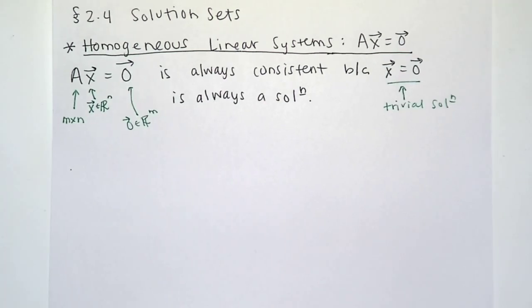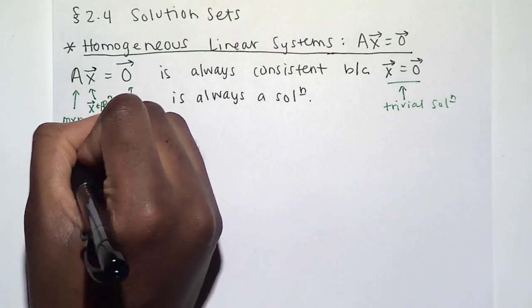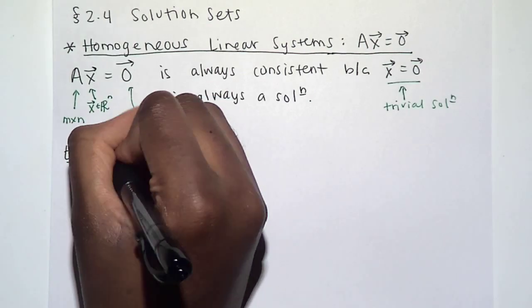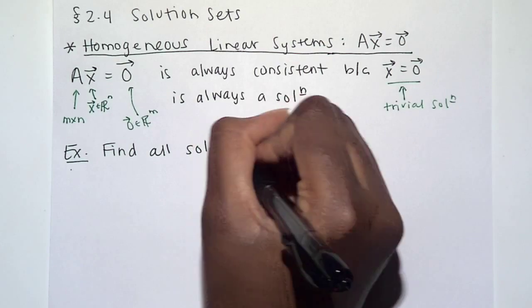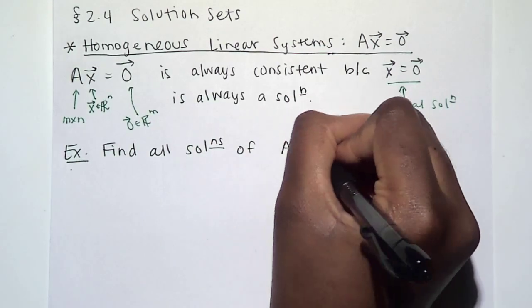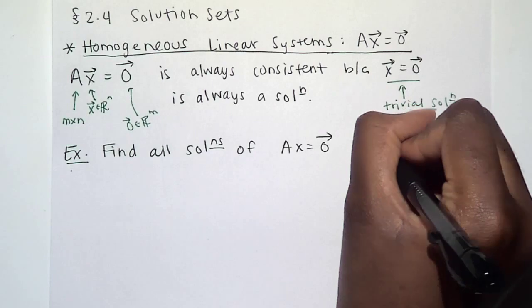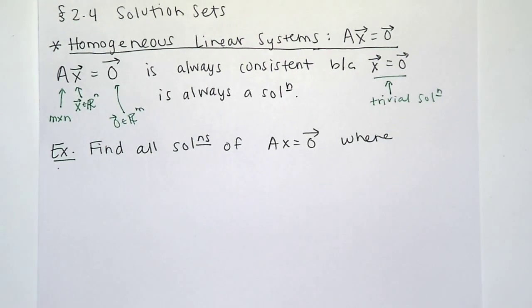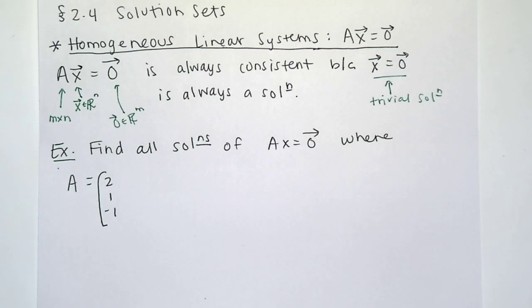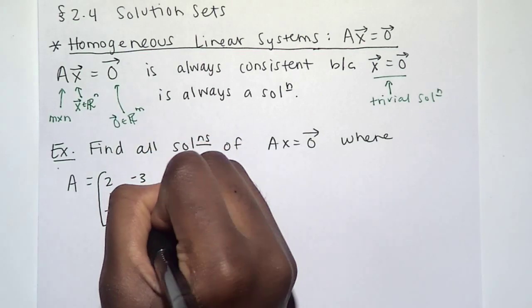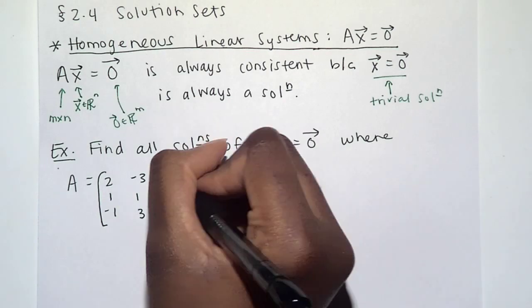Okay, so let's look at an example. We want to find all solutions of Ax equals 0, where we know what A is. A is going to be a 3 by 3 matrix. And when I go down the columns, I have 2, 1, -1, then -3, 1, 3, and then -1, 2, 2.